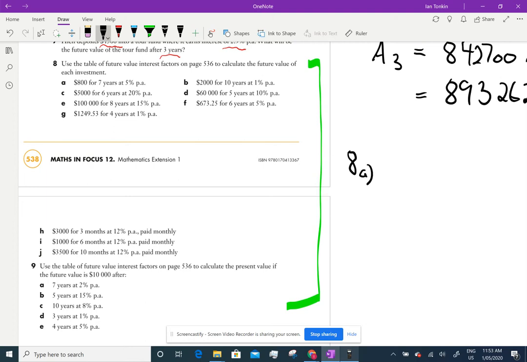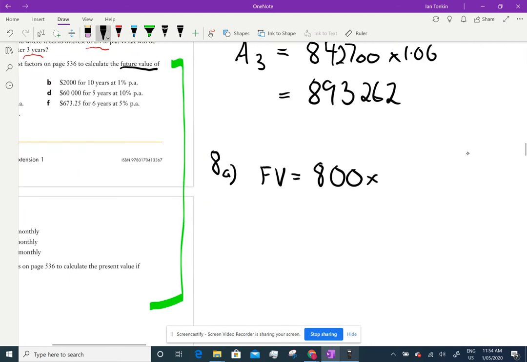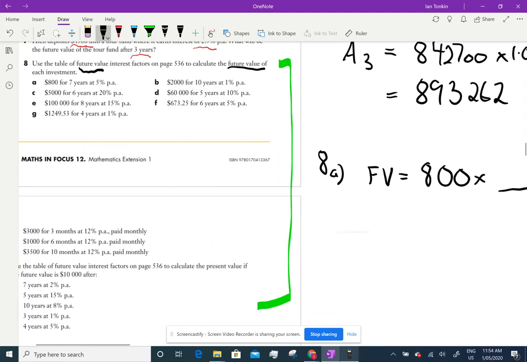So 8A. And this is what you need to be good at. 8 and 9 are the important questions. I've got $800 at 5% for 7 years, and I've got to calculate the future value. So I'm going to write the future value equals my present value, $800, times this magic number, which I need to get from the table.